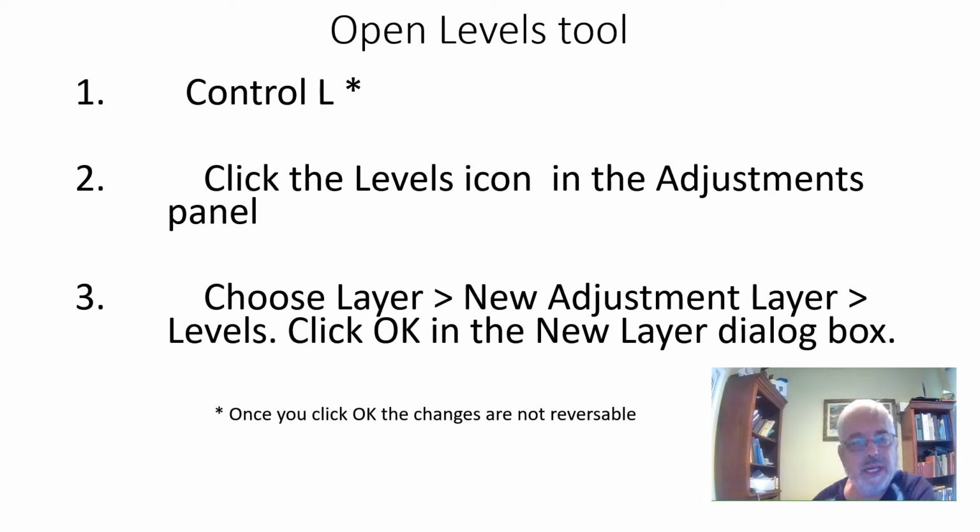So first we're going to hit Control L. That's the shortcut key to the Levels icon, or you can click Edit, Adjustments, and then Levels, or choose Layer, New Adjustment Layer, Levels, OK, in the New Layer dialog box. The third choice is usually not what I use, so I wouldn't be terribly concerned.